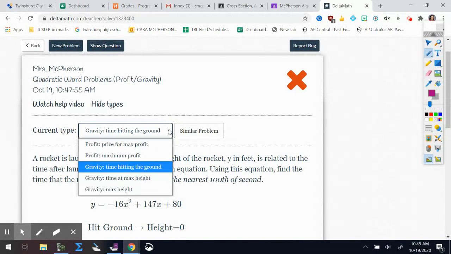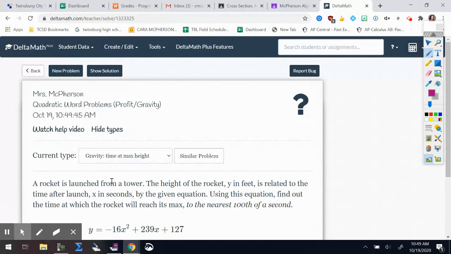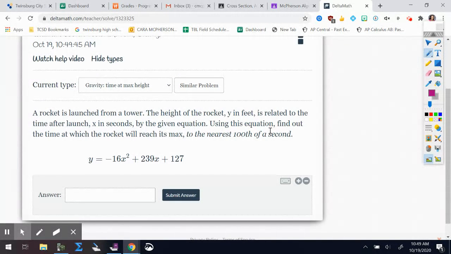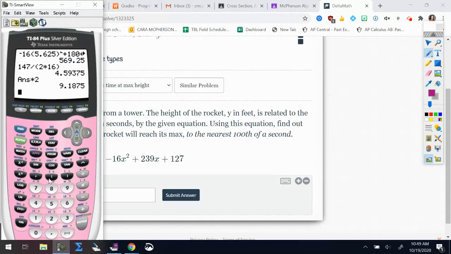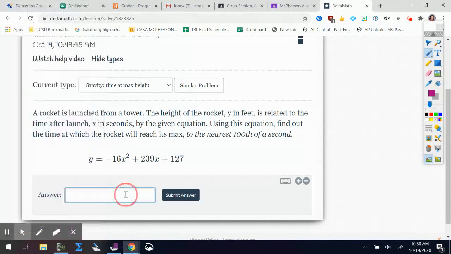Let me show you one that's talking about the time at the maximum height, and then I don't have to worry about rounding. So this one wants to know what time it takes to get to the vertex. So we're going to do the opposite of B over 2A. Opposite of B. So negative 239. Again, I probably shouldn't even put the negative, divided by negative 2 times 16. Those negatives aren't necessary. Should have just left them positive. So 7.468. That is the time that it takes to get to the peak. So we're going to write 7.47.